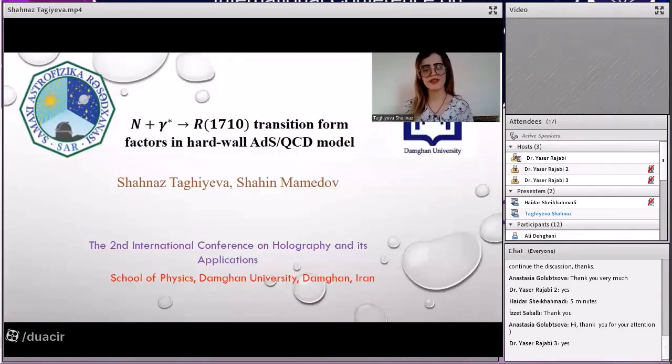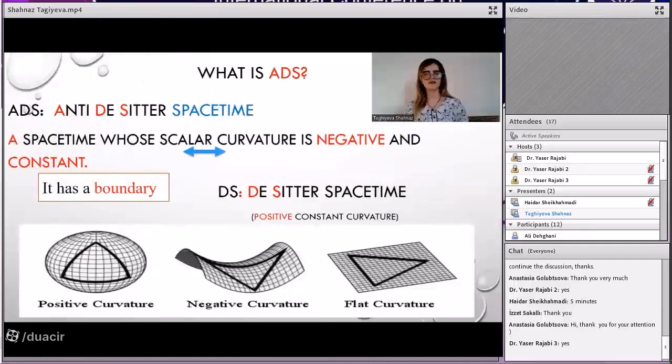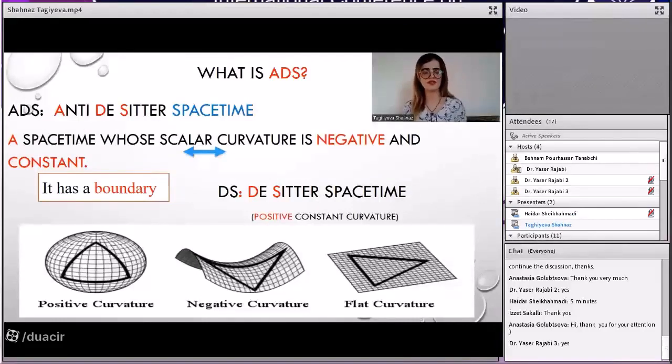Hello everyone, I am Shahnaz and I am studying at Baku State University as a PhD student, and our paper is called "Nucleon-Roper transition form factors in the holographic AdS/QCD model." My supervisor's name is Professor Shahnaz. And I said we define the transition form factor in the framework of the AdS/QCD model.